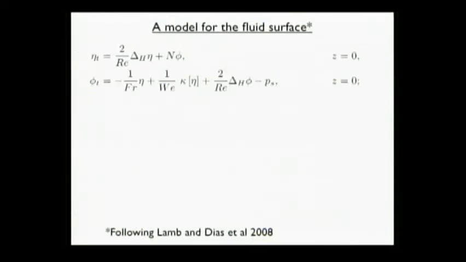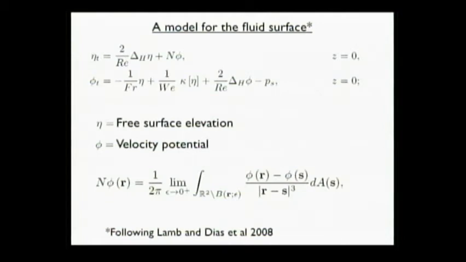So our fluid surface behaves essentially according to these equations, where eta is the free surface elevation. We have horizontal Laplacians, curvature operators. We have a velocity potential given by phi. And we have this N operator, which is the Dirichlet-Neumann operator, which is given by this expression in the case of linear waves. So this is a singular integral, which is taken in the Cauchy principal value sense.